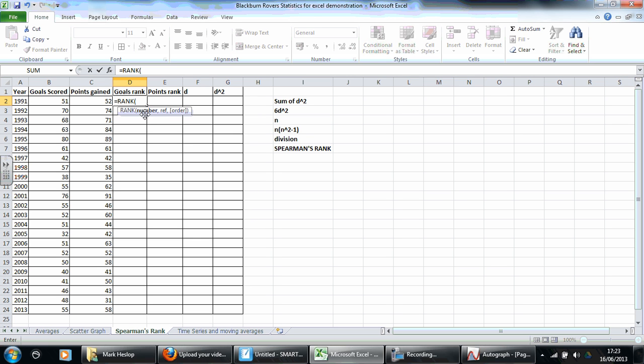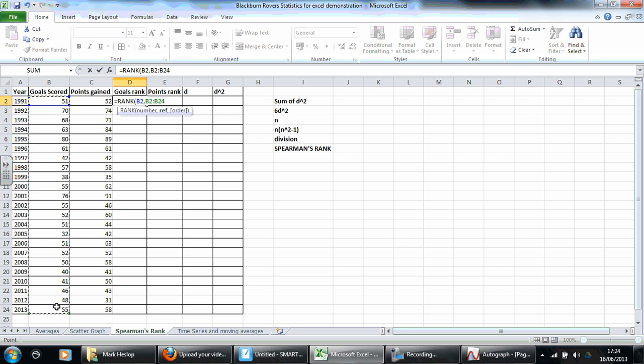and the first thing it wants to put in is number, and that means what number do you want to be given a rank to. And in this box here, where I'm ranking the goals, I want to be given a rank to this number. So I put a comma. Now it's ref, which stands for reference. What do you want to rank it against? I want to rank it against all these. All this set of data, I want to say what order that comes in.